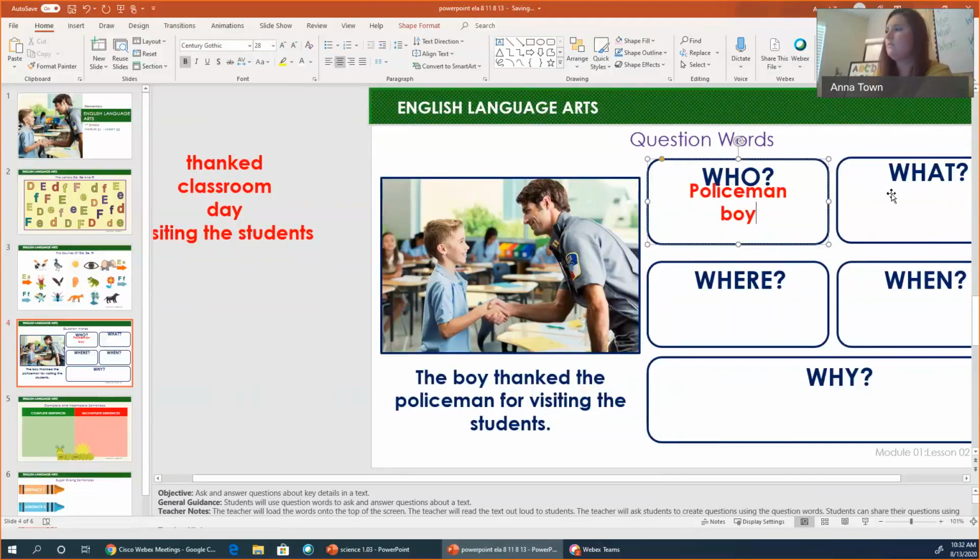What was one of the characters doing in the story? What? We have thanked, classroom, day, or visiting the students.